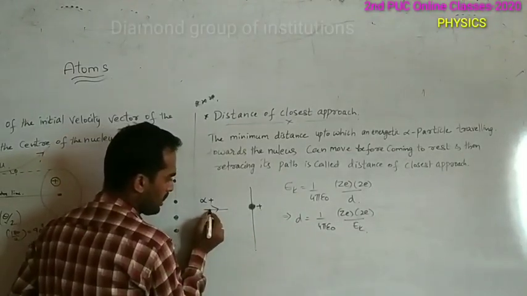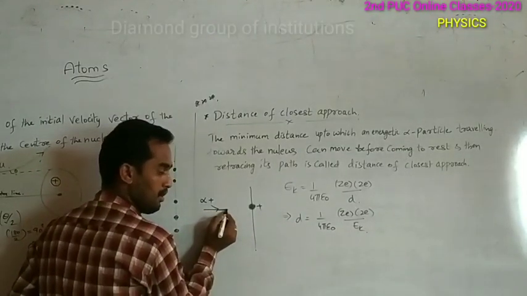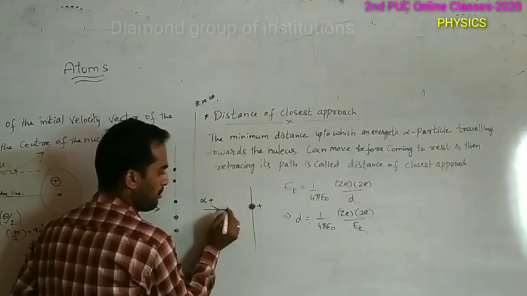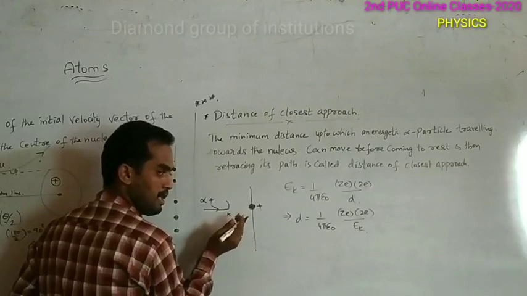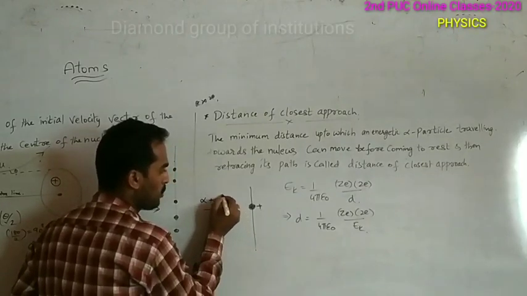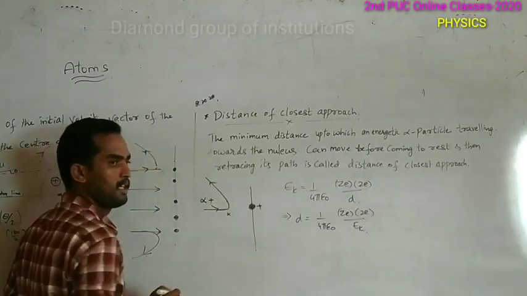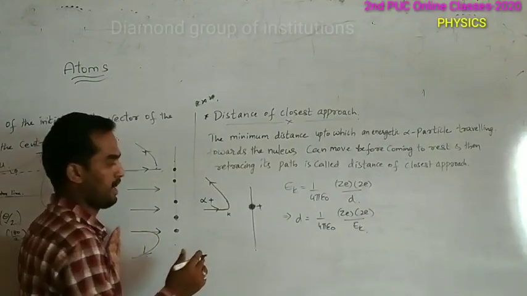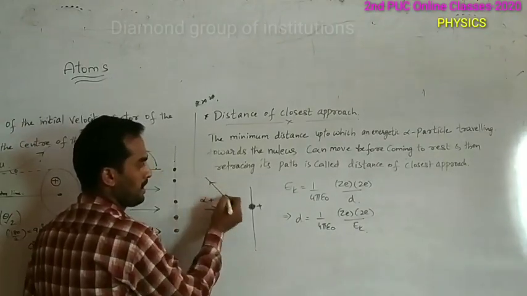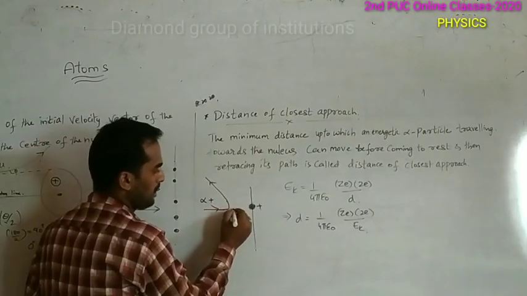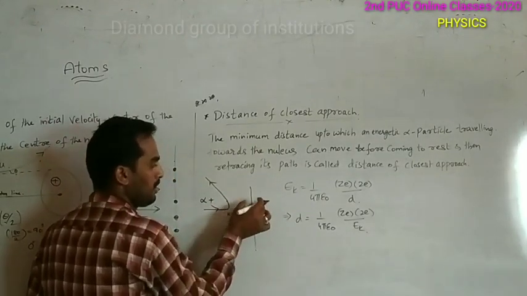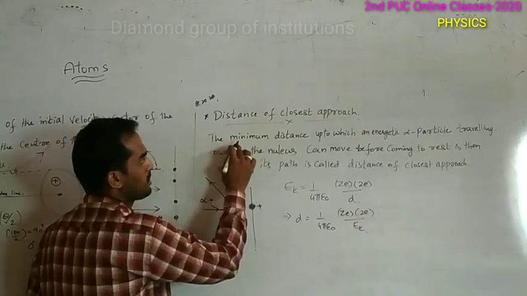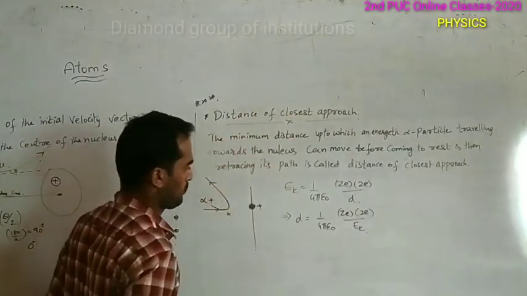Up to a certain distance the alpha particle approaches the nucleus. But after reaching some distance, its kinetic energy becomes zero. Then it goes on a different path, that is, it is retracing its path in a different direction. The distance up to which it approached the nucleus is called what? Distance of closest approach. Very simple.